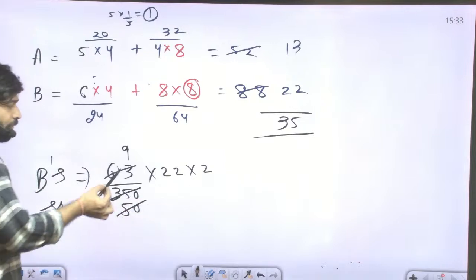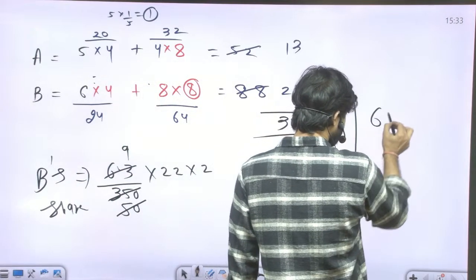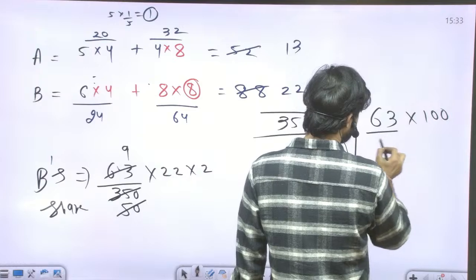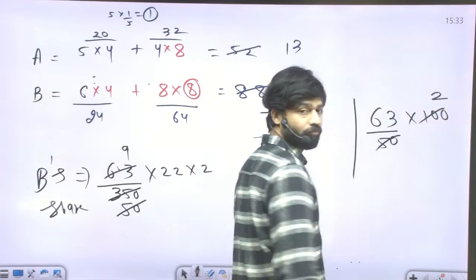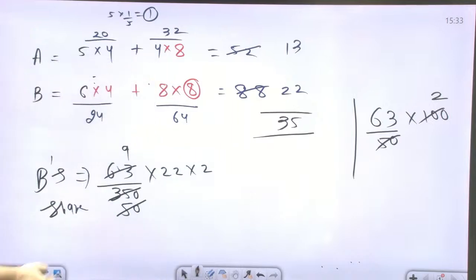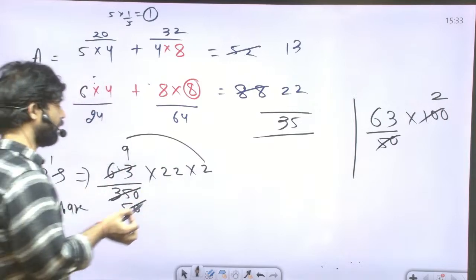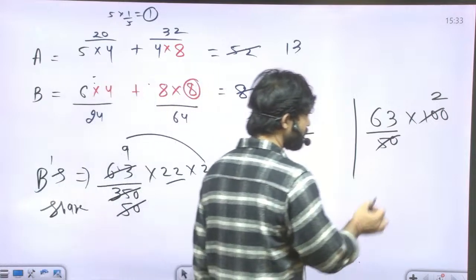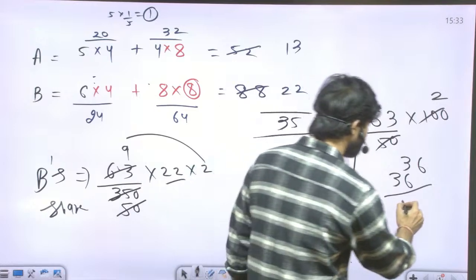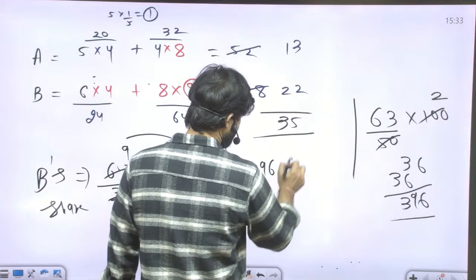And if you cancel it, then you will get 63 and this is 100. And if I have that 50 here, what will I get? 2. Okay. So multiply these numbers. 9 into 2, that is 18, into 2, 36, and we have to multiply this 36 by 11. So 36, we can write it again, 36. So this is 396. So the answer is 3.96 lakh.